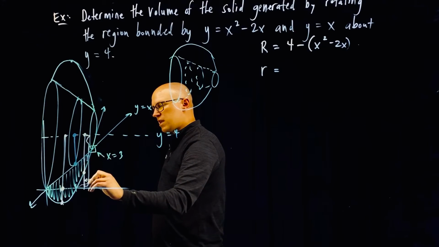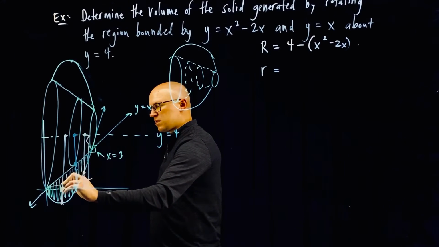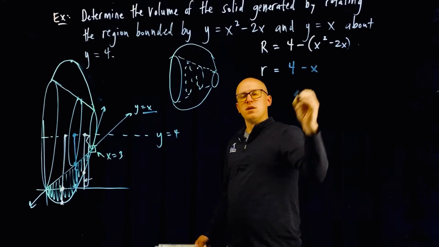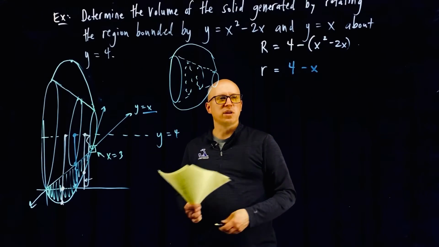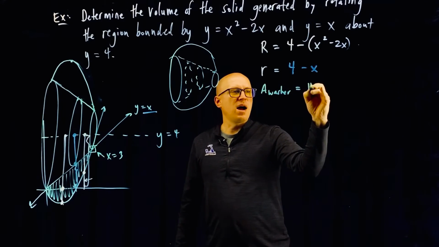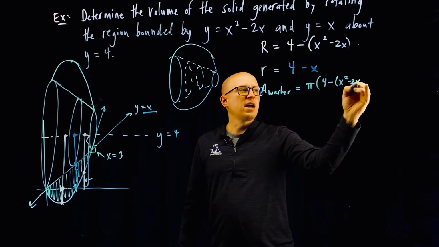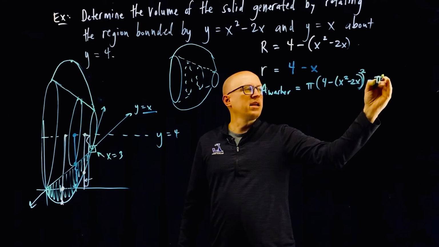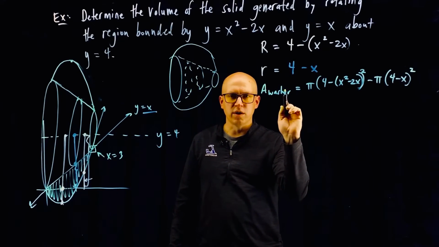I'm going to go all the way down to the x-axis, which is a distance of 4, and I'm going to subtract out this distance, which is a distance of y equals x. So this is going to be 4 minus x. All right, so what does our washer look like? The area of the washer is going to be pi times (4 minus x) squared minus (2x) squared minus pi times (4 minus x) quantity squared. This is the area of one washer.